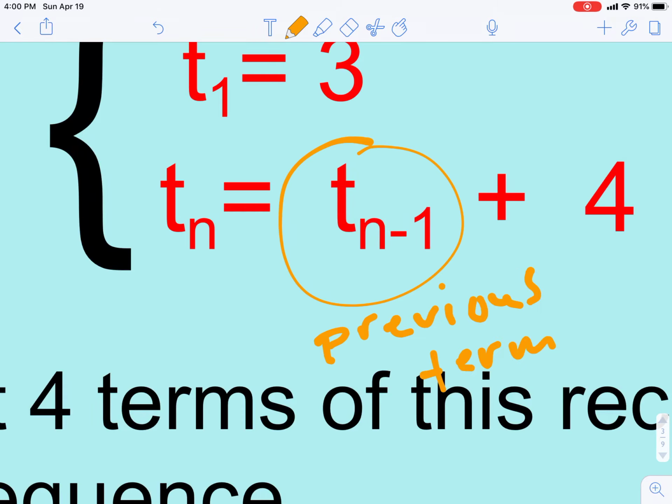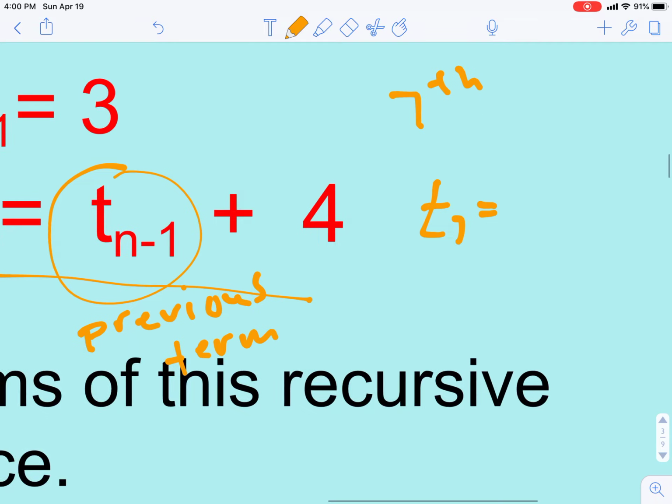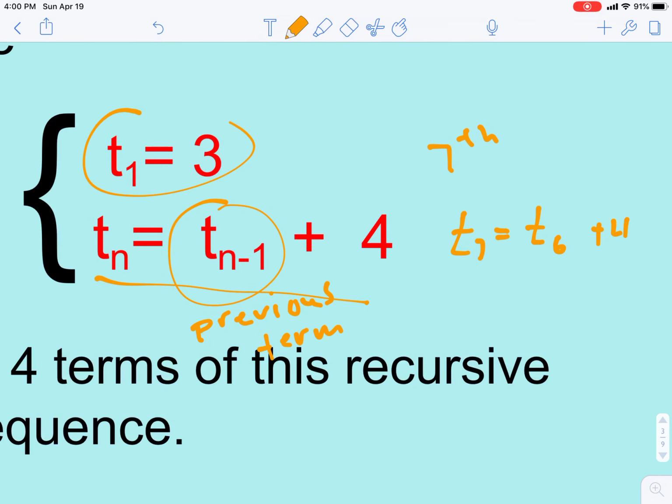So if I want to find, let's say, the 7th term, okay, how would I write that using this here? Well, if I want to find the 7th term, I need to know the previous term, which is the 6th term, and then I'm going to add 4 to it. And that's the pain in the butt, because I don't know the 6th term right now. All I know is they give me term 1. So arithmetic, kind of annoying.